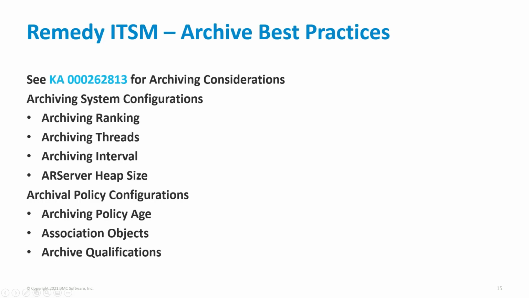And then the second thing the knowledge article looks at is the archive policy considerations, like the archive policy age in days, the association objects, and the archive qualifications. Those are things that you have some control over, and at a minimum, you should be aware of what those are. So this knowledge article will help you go through all those settings and configurations and make sure that your system is set up properly.